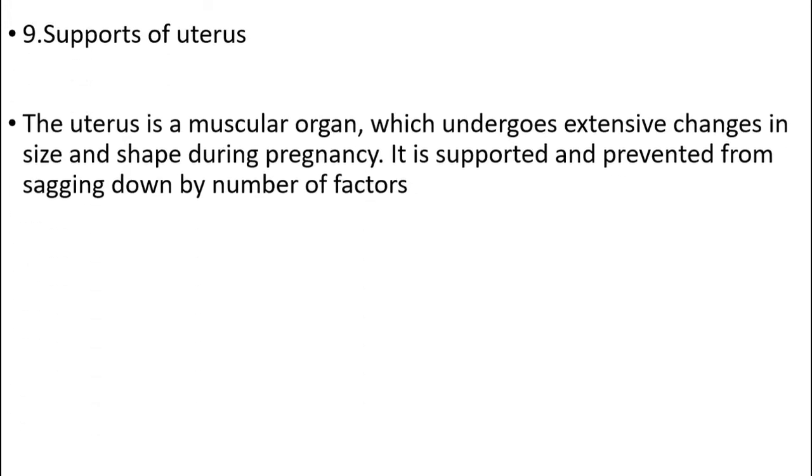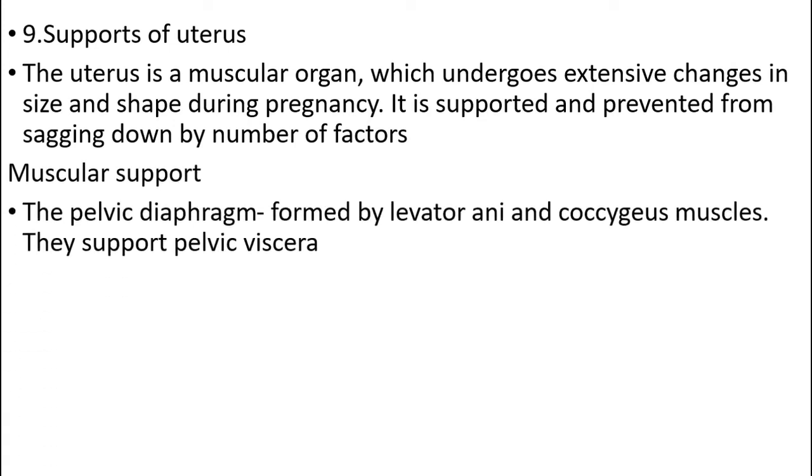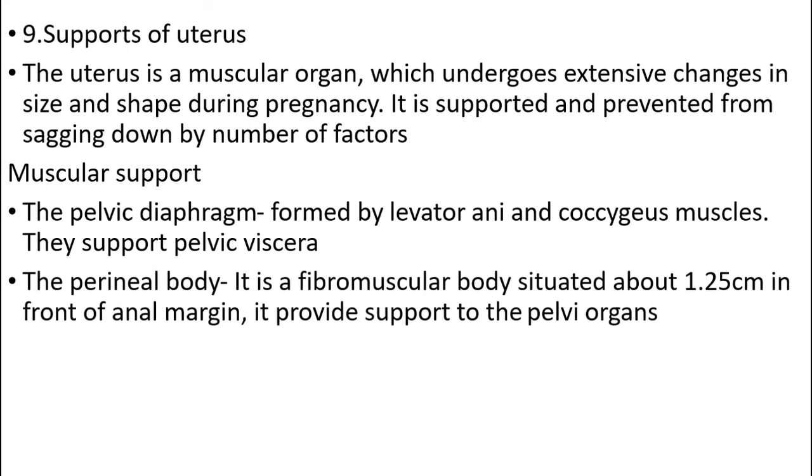Next is support of the uterus. The uterus is a muscular organ which undergoes extensive changes in size and shape during pregnancy. It is supported and prevented from sagging by a number of factors. First one is the muscular factor. This is the pelvic diaphragm, formed by levator ani and coccygeus muscles, and they support the pelvic viscera.